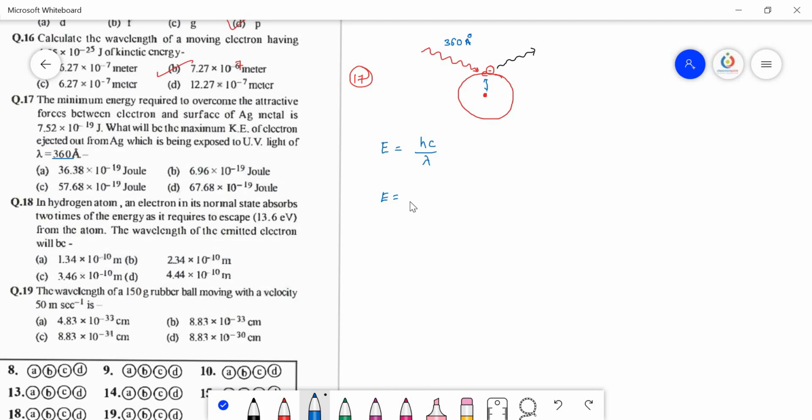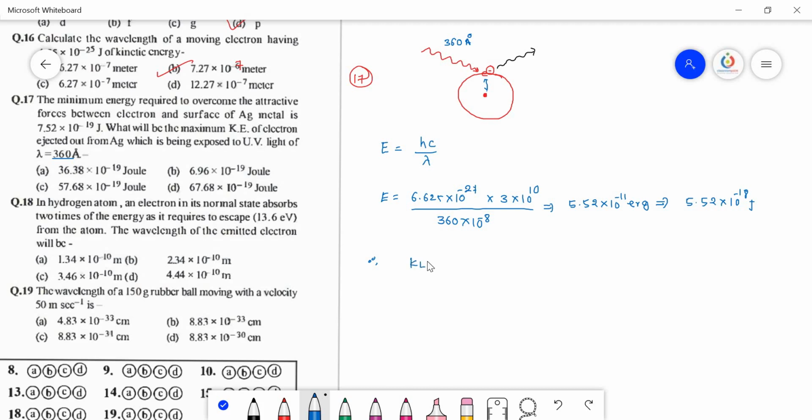H value is already given here, that is 6.625 into 10 power minus 27 into 3 into 10 power 10 divided by lambda value 360 into 10 power minus 8. So we shall get 5.52 into 10 power 11 ergs, and if you convert this into joules, then it will be 5.52 into 10 power minus 18 joules. So therefore the maximum kinetic energy means this much amount of energy falls on the electron.